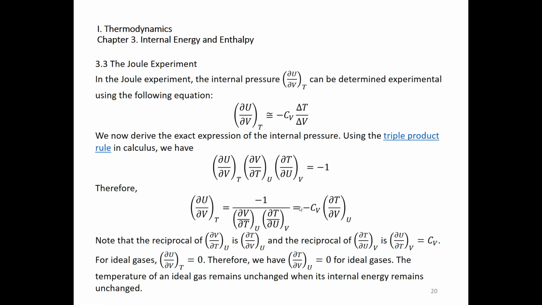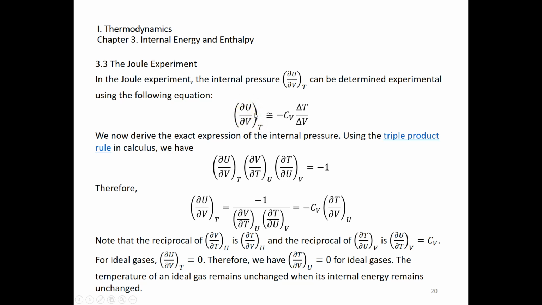Again, in the Joule experiment, somehow we can determine ∂U/∂V at constant temperature. It's negative CV times delta T over delta V. For a real gas, delta T is very likely non-zero, so this is non-zero. For an ideal gas, delta T is predicted to be 0, and then ∂U/∂V is 0. It's just because for an ideal gas, U only depends on temperature. We're holding temperature constant here, so this has to be 0.